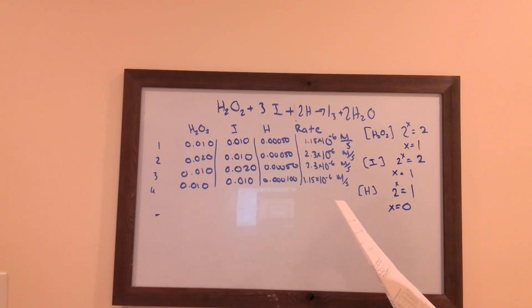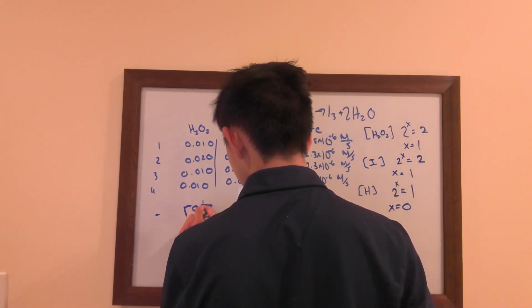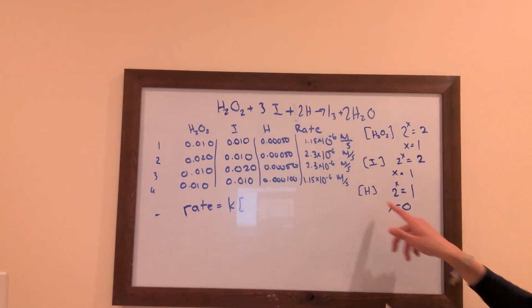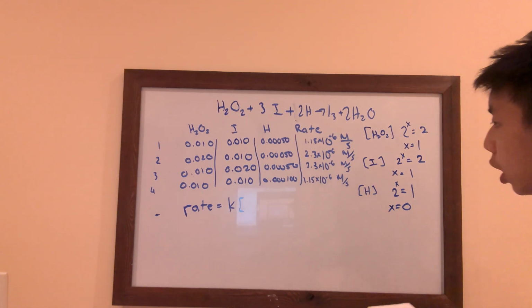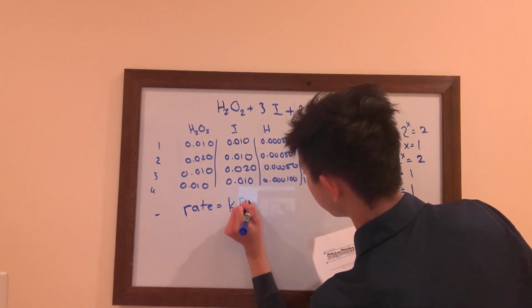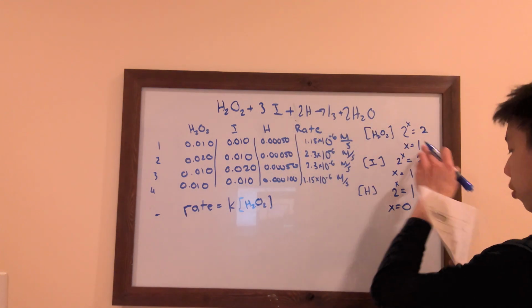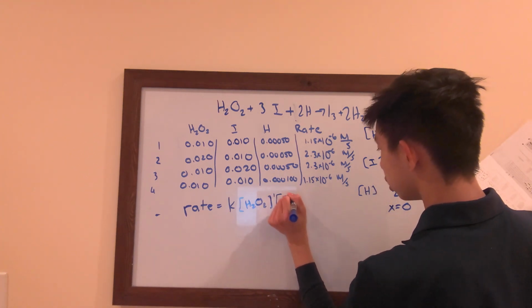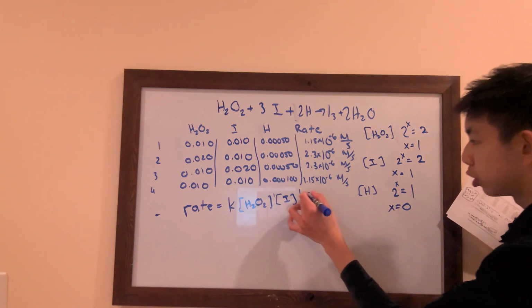That's A. Now write the rate law. So it's going to be rate equals k. And notice how H is to the 0 power. You don't have to write H at all, because it would be like H2O2 to the first order, then I to the first order as well, because there's a 1 right here, and H to the 0 power.